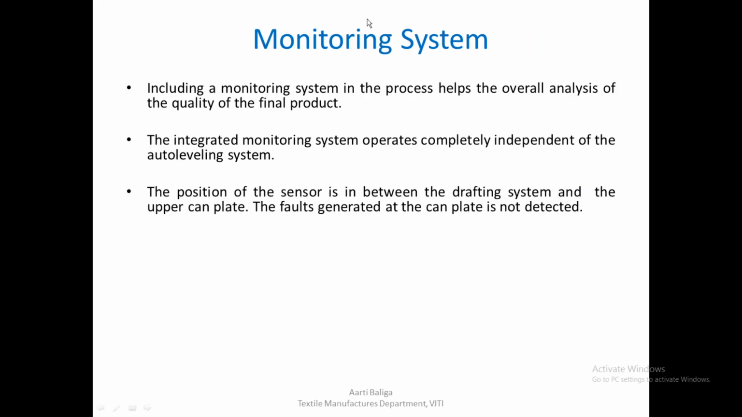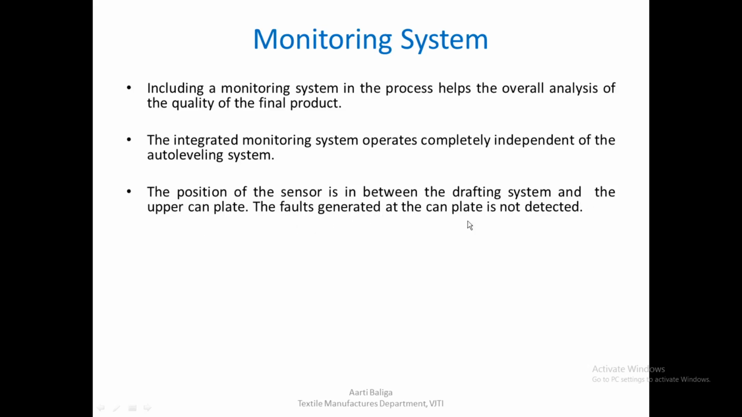So now, what is a monitoring system? It is RQM. Let us see the features of it. Including a monitoring system in the process helps the overall analysis of the quality of the final product. The integrated monitoring system operates completely independent of the auto leveling system. As we saw, this particular monitoring system comes after the auto leveling system, and it acts independently of the auto leveler. The position of the sensor is in between the drafting system and the upper can plate.